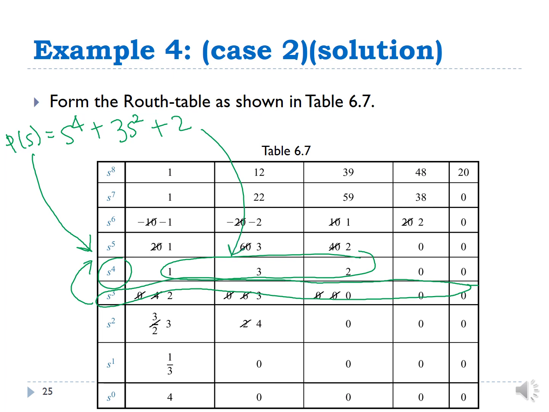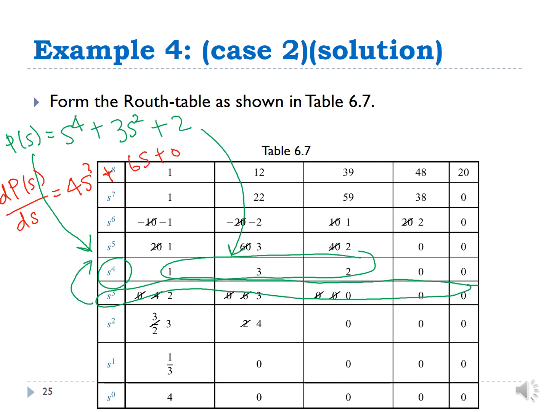Taking the derivative with respect to s to obtain the coefficients that replace the row of zeros in the s power of 3 row, we find the differential equation as 4s power of 3 plus 6s plus 0.